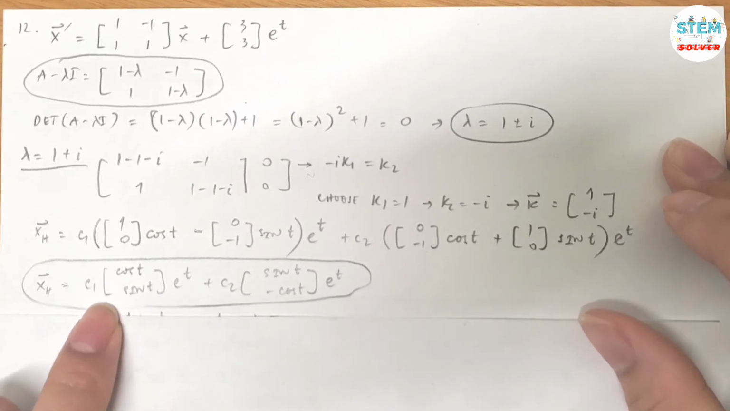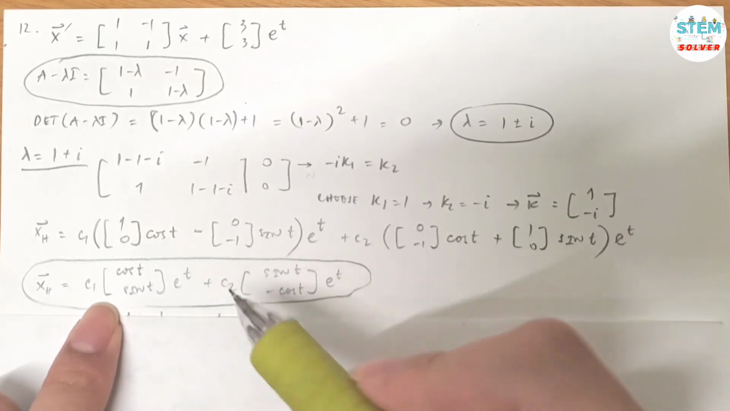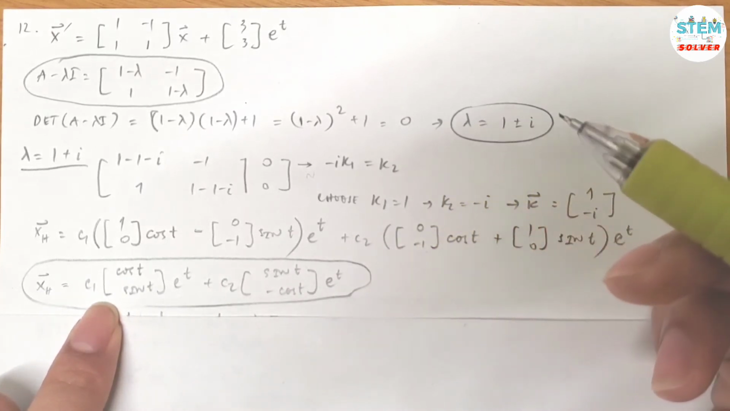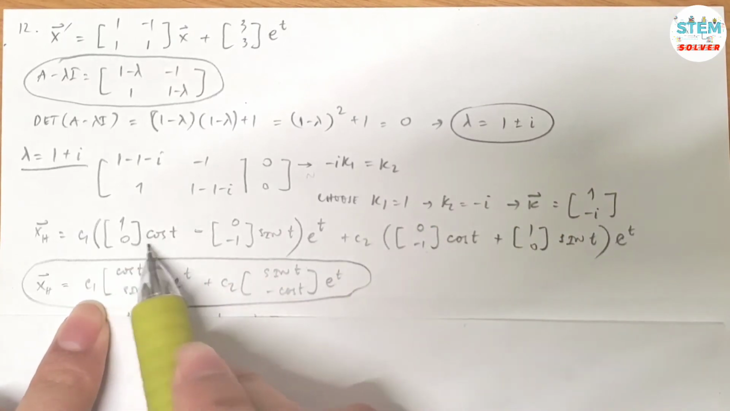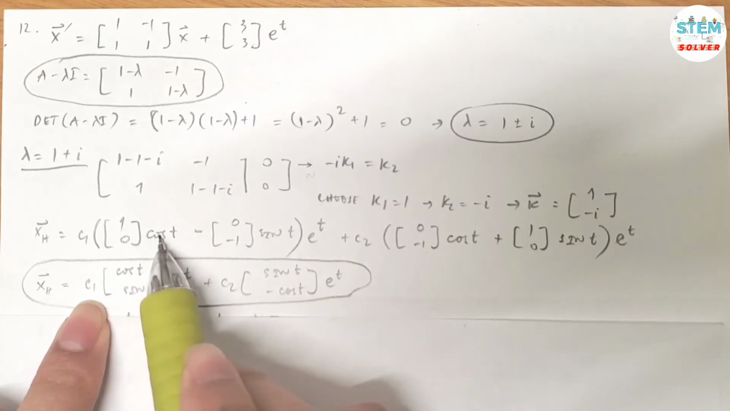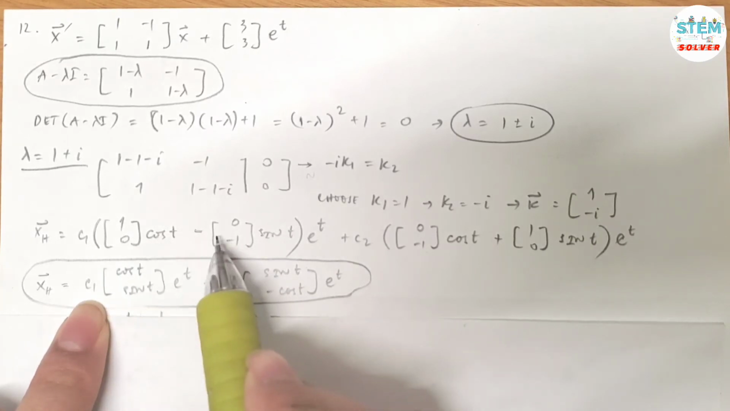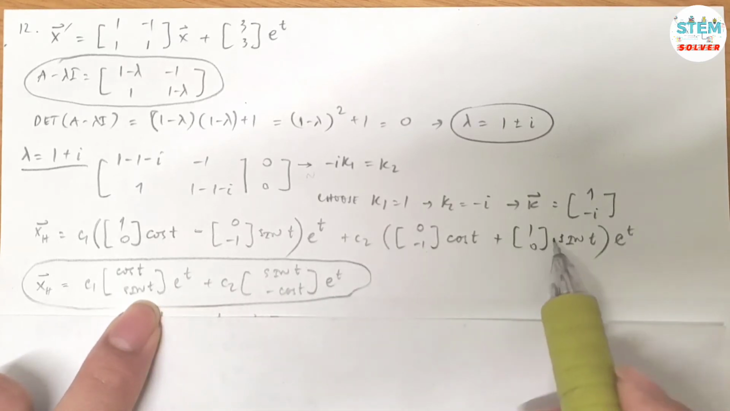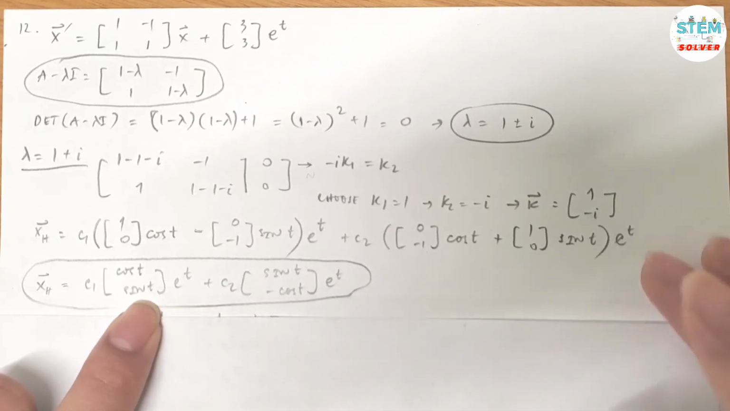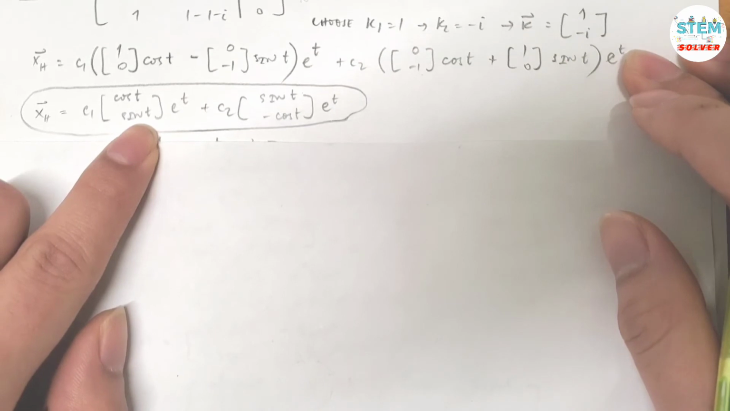Then your homogeneous solution is equal to c1 times this vector. This one is just a simplification of the previous one. If you multiply this in and then add or subtract them together, it gives you this. Same thing over here, it gives you this one. That's the homogeneous part, and that's easy.